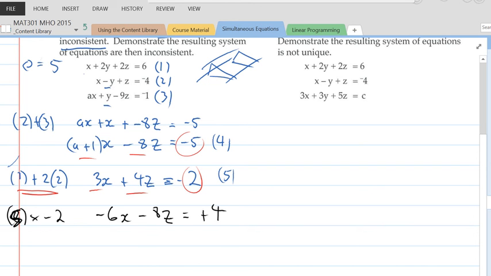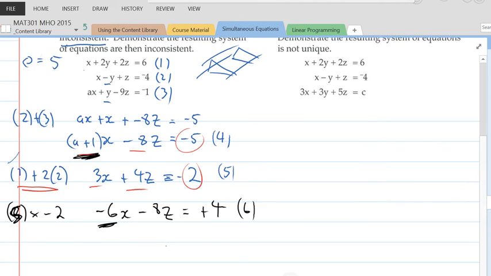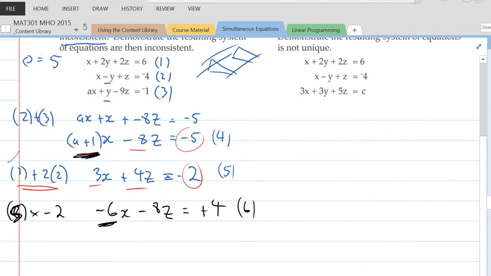Okay, so now I can make that the same as that, and then this equation would be inconsistent, because when I call that 6, if I go equation 4 take away 6, I'm going to get 0 equals a number. So that means I need a plus 1 to equal minus 6, and so a has to be equal to minus 7, and that's the solution.